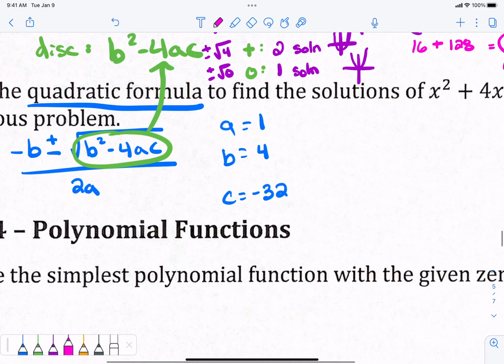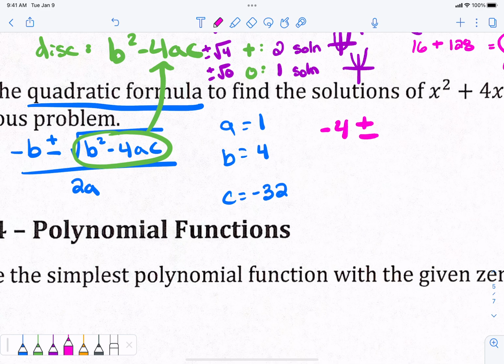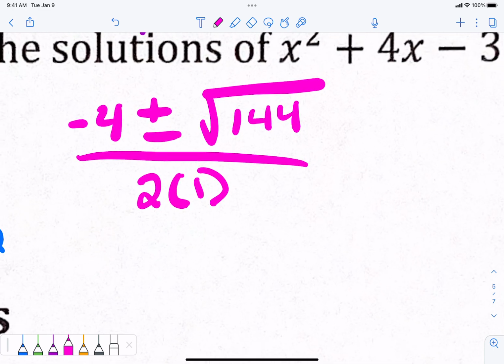All right, so we're going to plug into this formula here. What's negative b going to look like? Negative 4 plus minus the square root of what? Don't do it again. We just did it, right? 144 is b squared minus 4ac. All over 2 times a, which is 1. Then we're going to simplify that thing. Okay, I know 2 times 1 is 2. What about the square root of 144? It's 12. It comes out nicely, okay? All right, then what do I do?